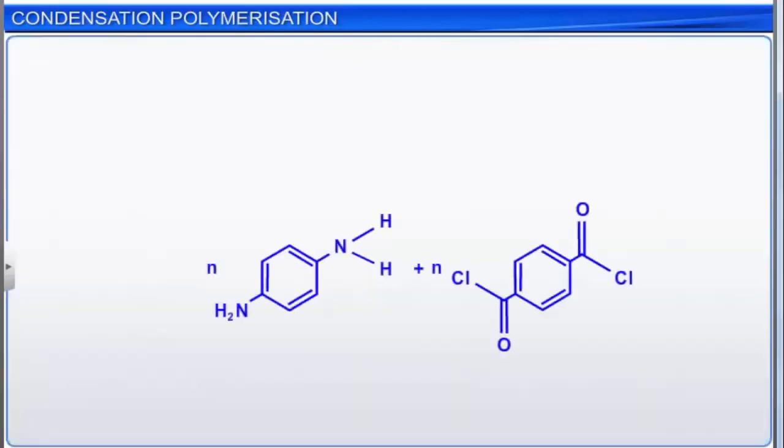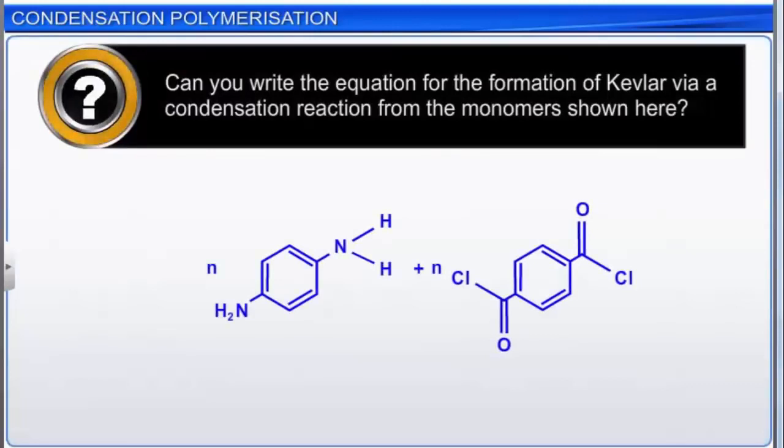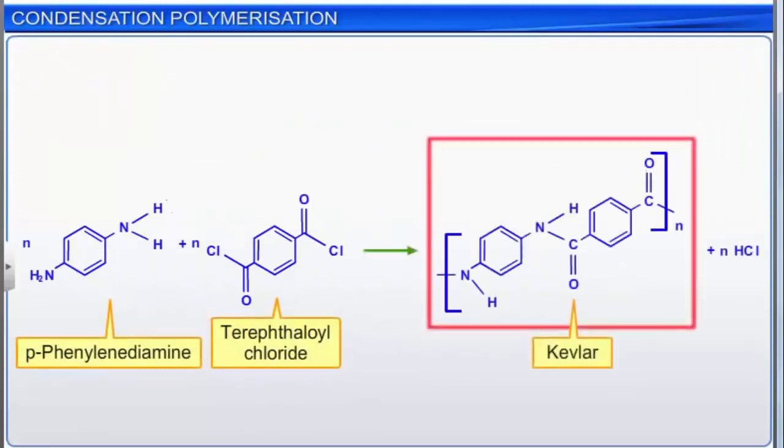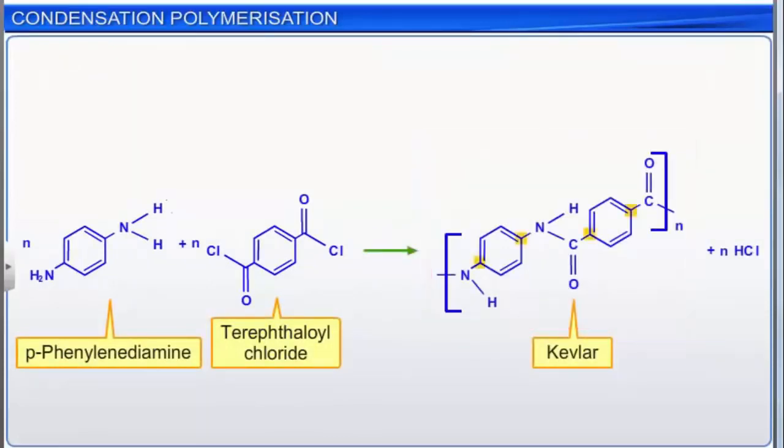Can you write the equation for the formation of Kevlar via a condensation reaction from the monomers shown here? These two monomers can form a polyamide chain with para or 1,4 linkages. Notice that HCl is formed during the condensation reaction.